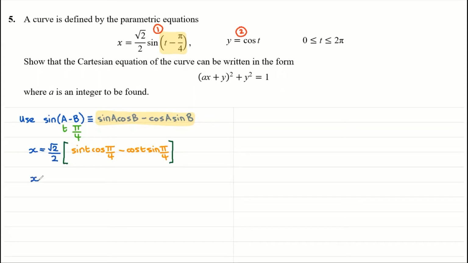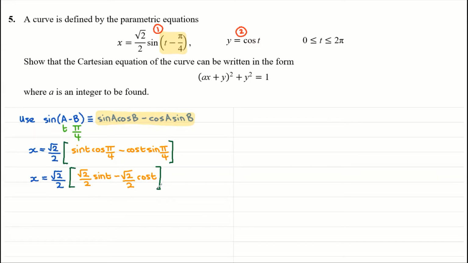So we've got x is equal to root 2 over 2, and big square brackets again. What do we have in here? Well, cos of pi over 4, we deduced that was root 2 over 2 as well. So that's good. Let's just fill it all in. So that's going to be root 2 over 2 sine t subtract, and again, sine of pi over 4 is exactly the same, root 2 over 2 cos t. Close your big square brackets, and we can multiply through by root 2 over 2.